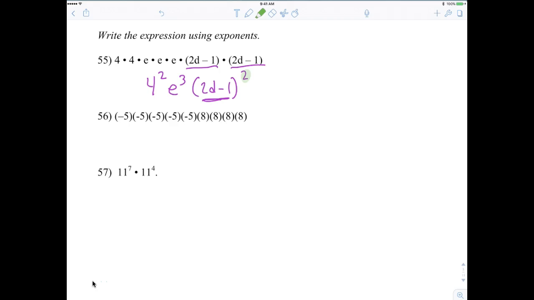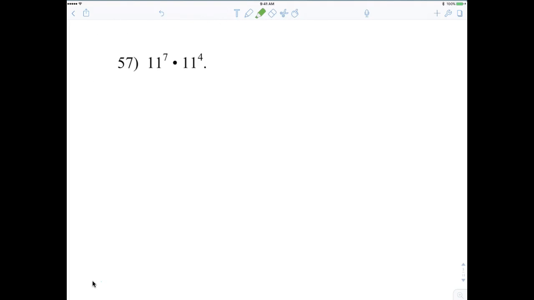Okay. So now 57, 11 to the 7th times 11 to the 4th. Jesse, what are you thinking about that? So then that should be 11 to the... When you multiply, what do you do to exponents? You add them. That's right. So that'd be 11 to the 11th power.